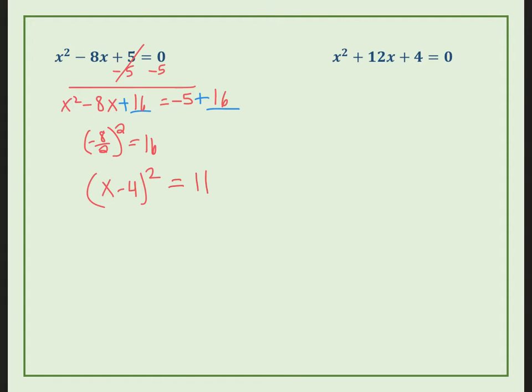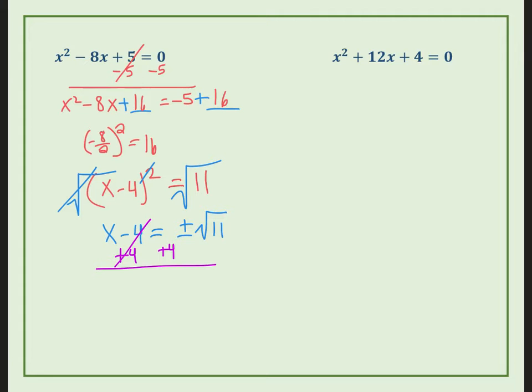Now we're going to solve by the square root method. So we're going to take the square root of both sides. We cannot take the square root of 11, so we can leave it as plus or minus the square root of 11. One more step is going to be to add 4 to both sides. So I'm going to add 4, and I'm going to write it in front of our plus or minus. So our official answer for this first problem is 4 plus or minus the square root of 11.